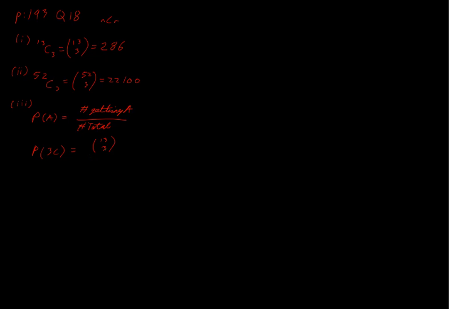That's the number of ways of getting A, our outcome, divided by the total number of ways that we could get 3 cards of any type out of the deck. This is the total number of ways that you could get 3 cards of any kind out of your deck. This is the total number of ways that you could get 3 clubs out of your deck of cards.